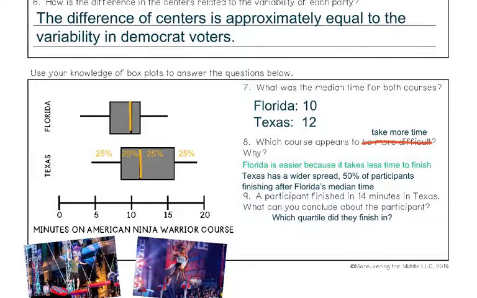And then for the last question, it says a participant finished in 14 minutes in the Texas course. What can you conclude about that participant? In other words, which quartile did they finish in? The first, second, third, or fourth? You should be able to tell that the participant finished in the third quartile, which is above the median time. And that's how you compare box plots.